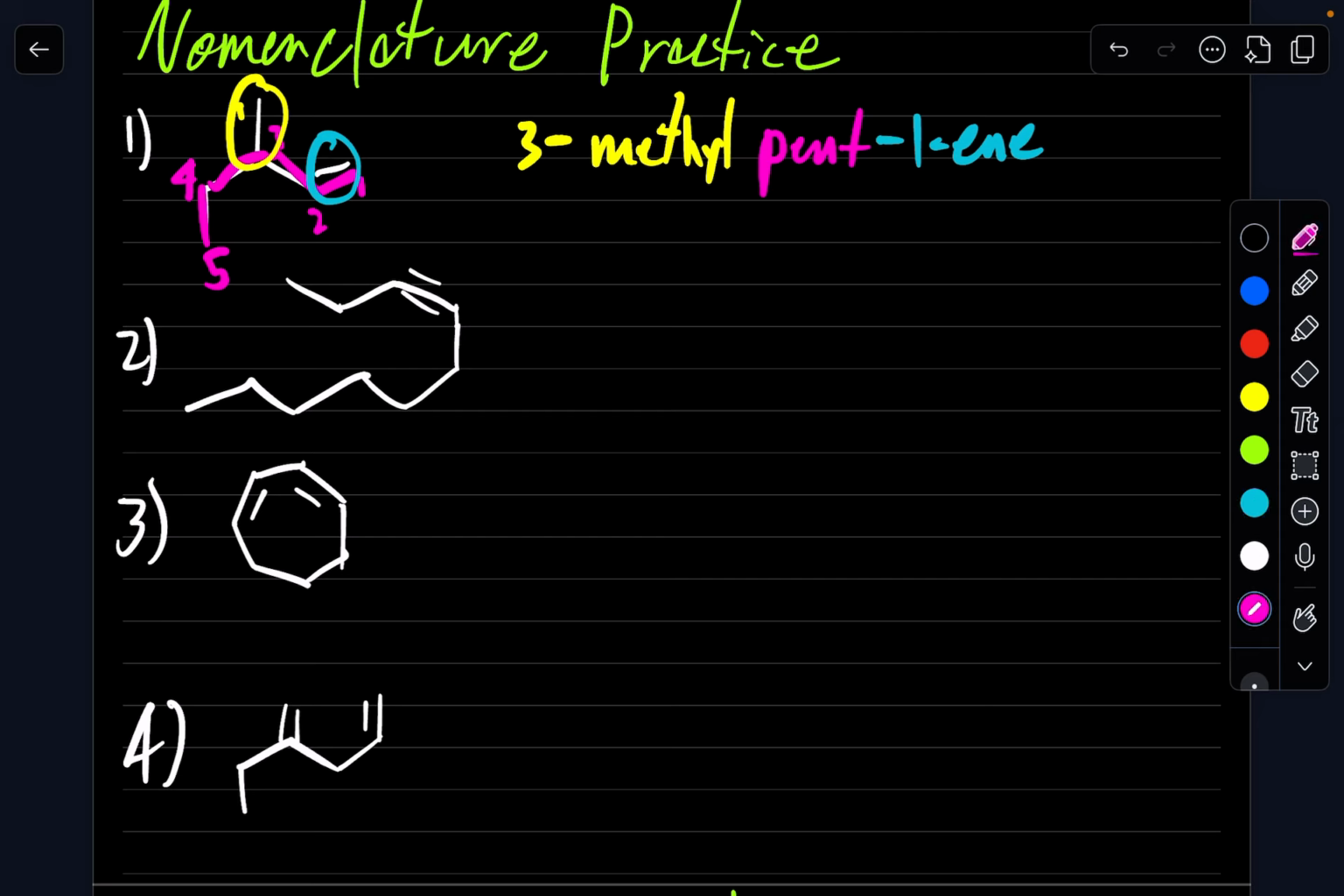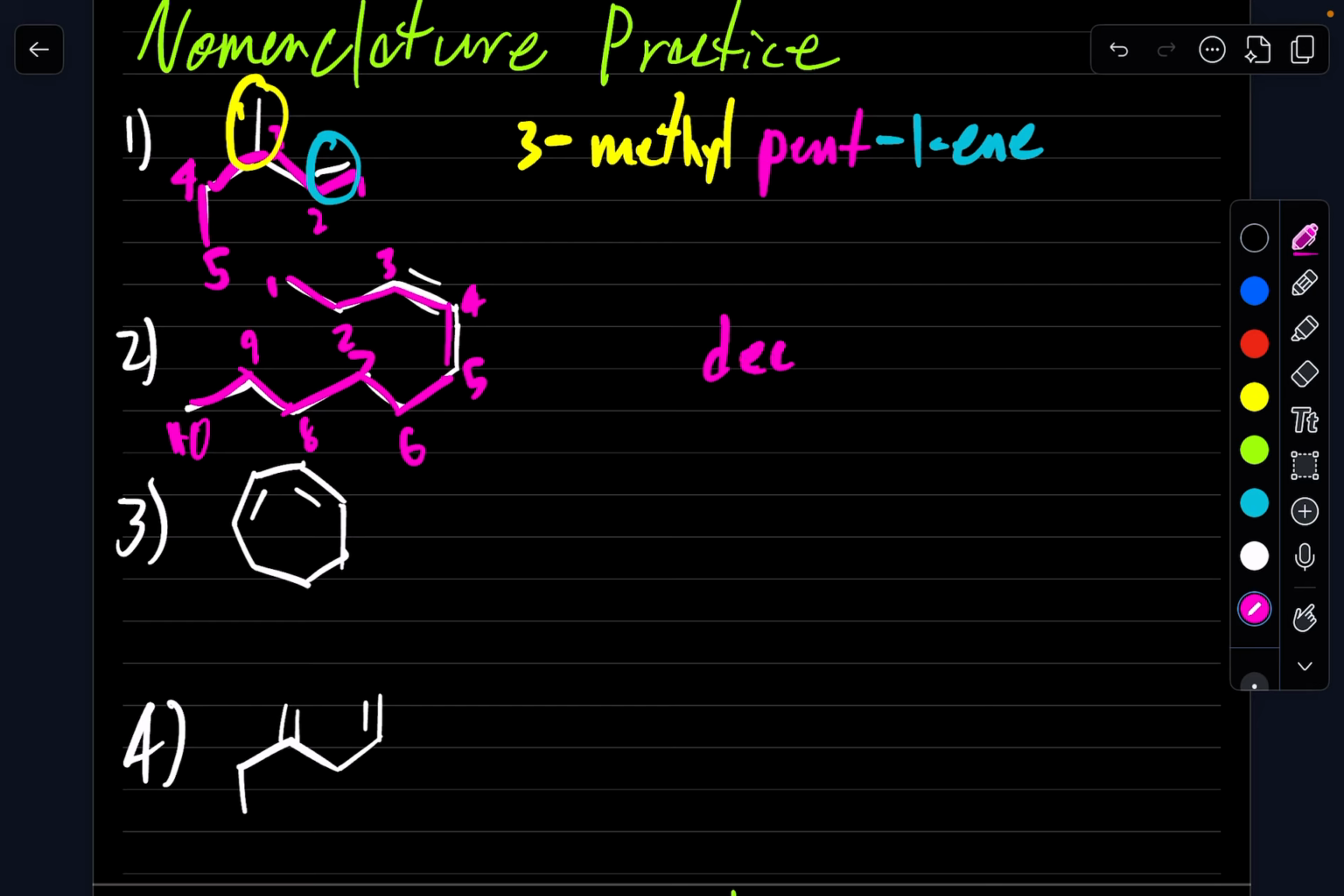Now, number 2, it looks a little complicated, but there's nothing to really worry about here. Let's just identify the main chain. It seems like the whole thing is really the main chain. So let's just count the atoms. And there are 10, which means the main chain is dec.